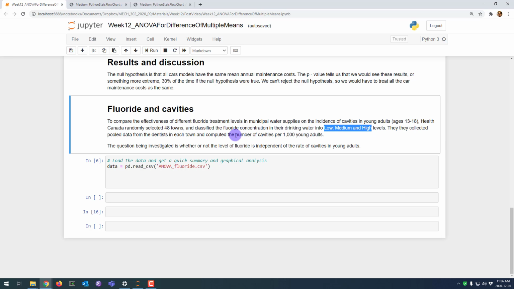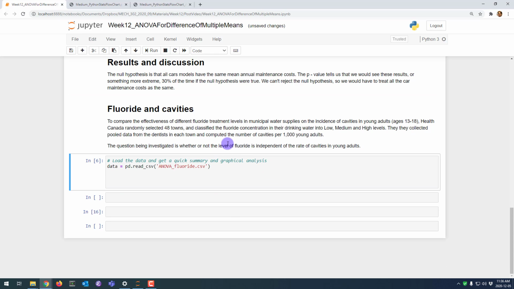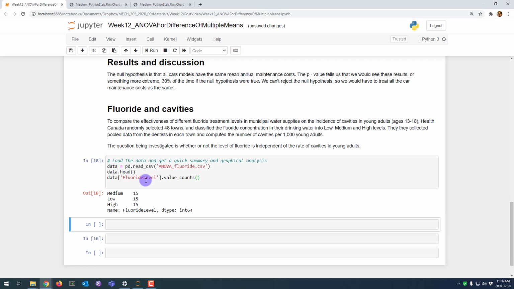And then what we also have are data on the number of cavities per 1,000 of young adults. So what we're going to do is just try to determine whether the level of fluoride is independent of the rate of cavities in young adults. So read the data in and take a look at what's inside of it. Okay, we got fluoride levels, cavity rates, and then we would want to take a look at the fluoride levels and just make sure that we actually have all those 3 levels that we mentioned in the S&D. So we got medium 15 towns, low 15 towns, and high 15 towns.